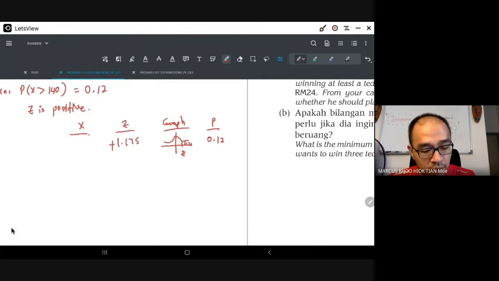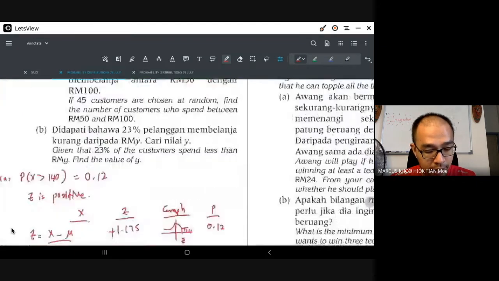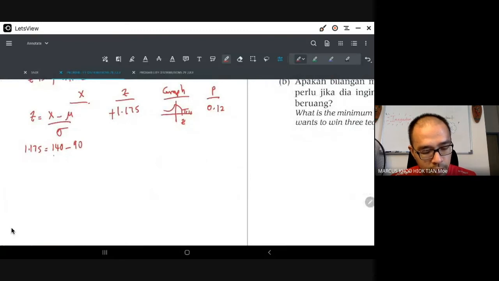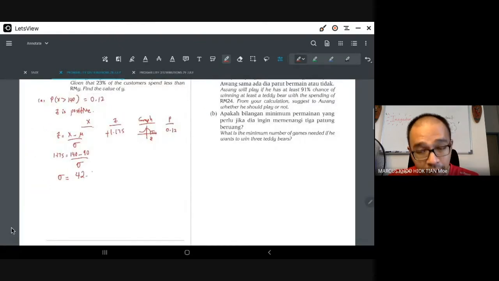So let's convert now. We know that the Z value is equal to X minus mean over standard deviation. We have the Z, we have the X, we have the mean, so we can find the standard deviation. So Z is 1.175, X is 140, minus the mean, which is 90, over the standard deviation. All right, give me the value of the standard deviation, please. 42.55. Everybody in agreement? All right, so 42.55 is the value of the standard deviation.